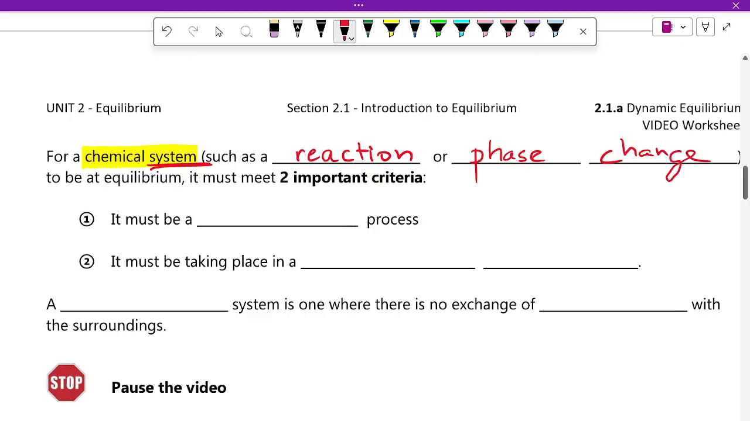You have two important criteria that were given in the video. Do you remember the two of them? It must be a reversible process. If it's not reversible, obviously you can't reverse it. Shocking. And it must be taking place in a closed system.